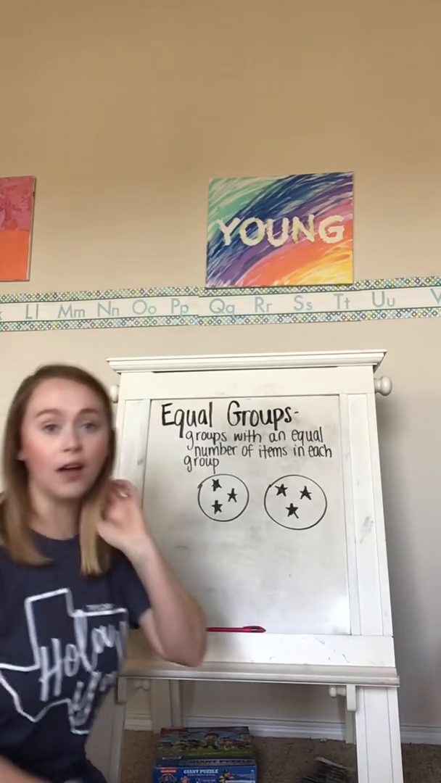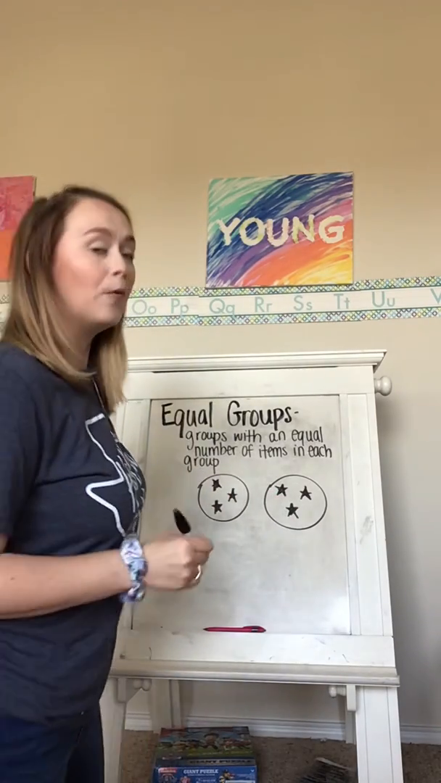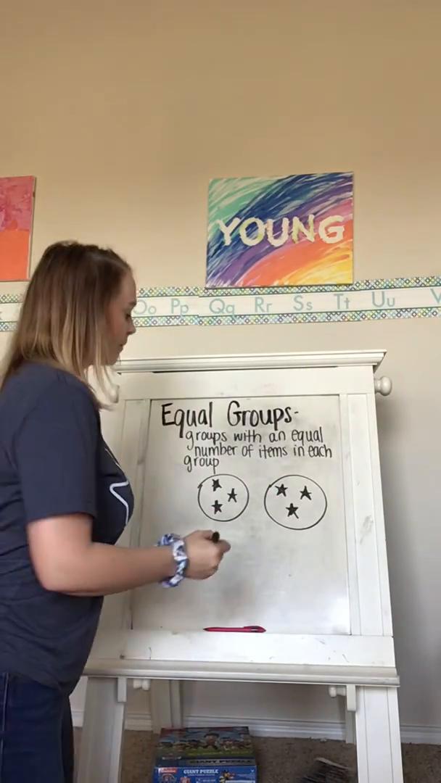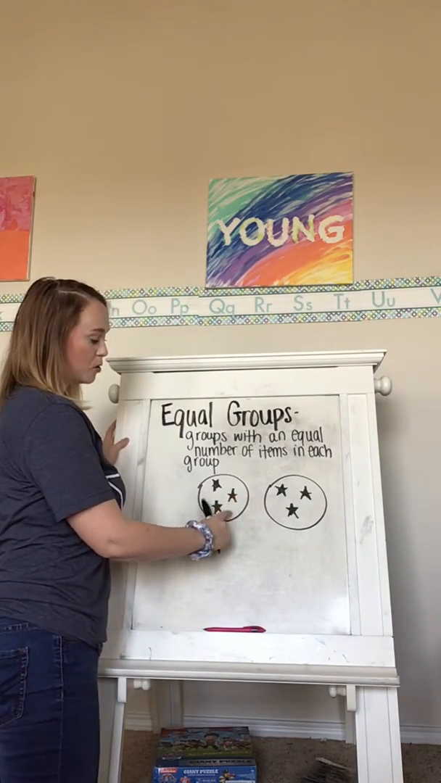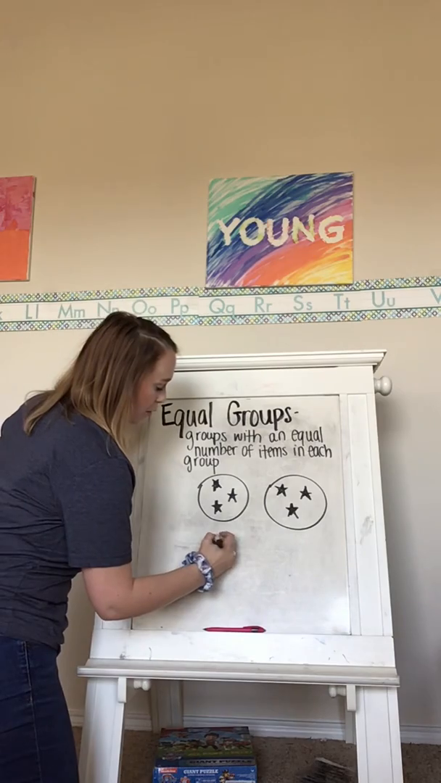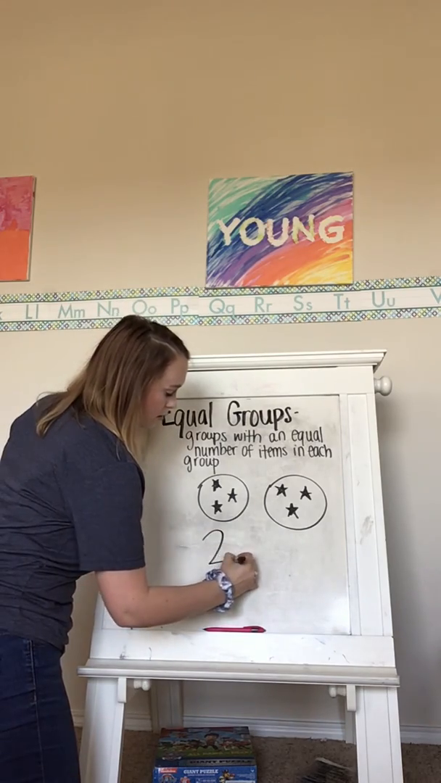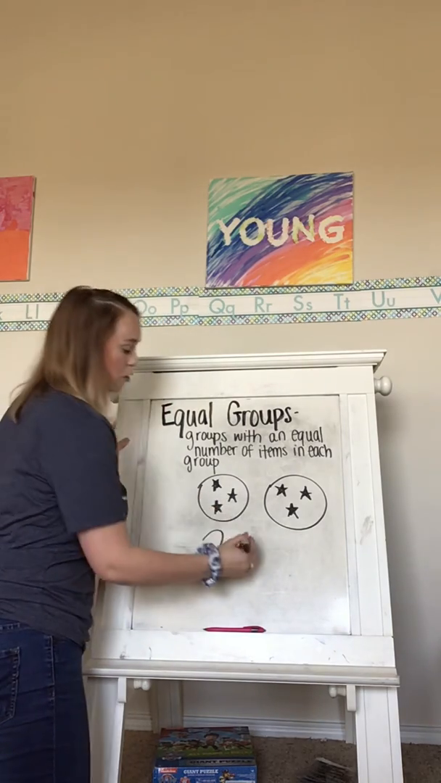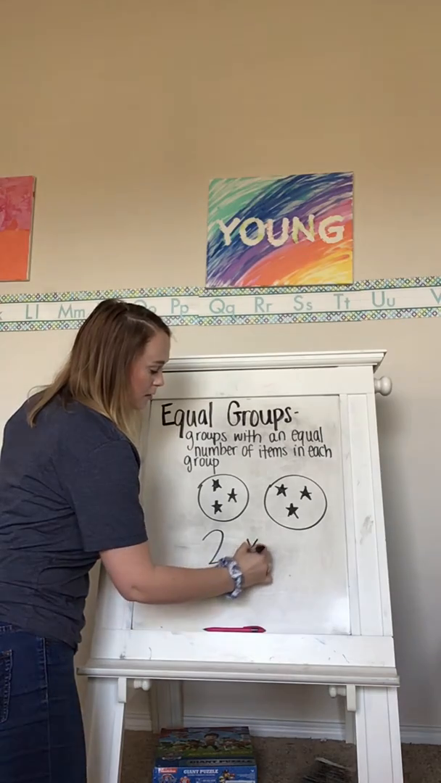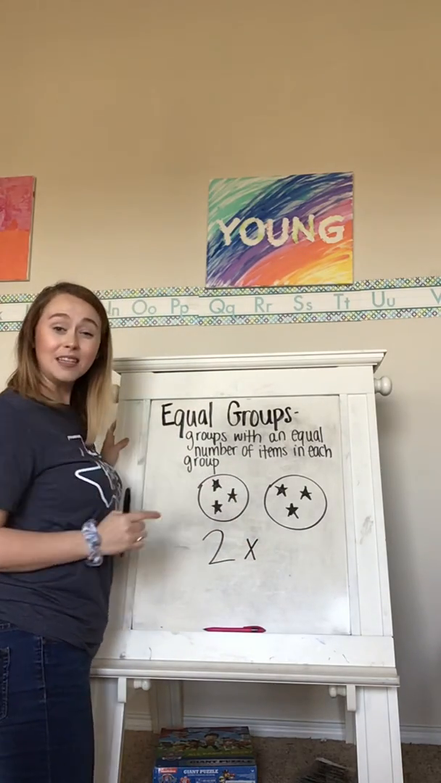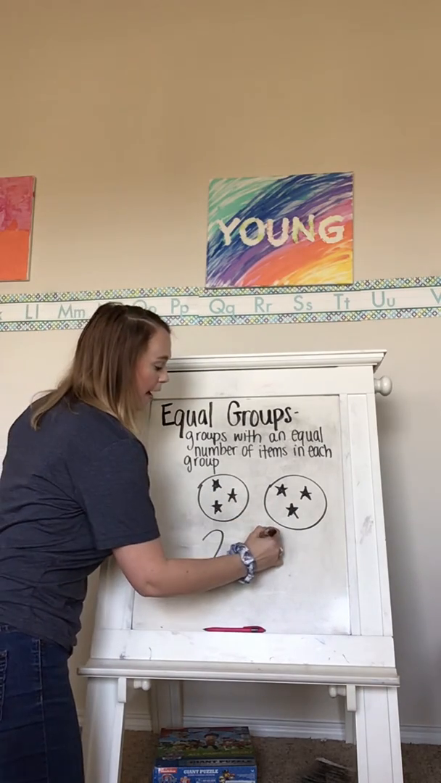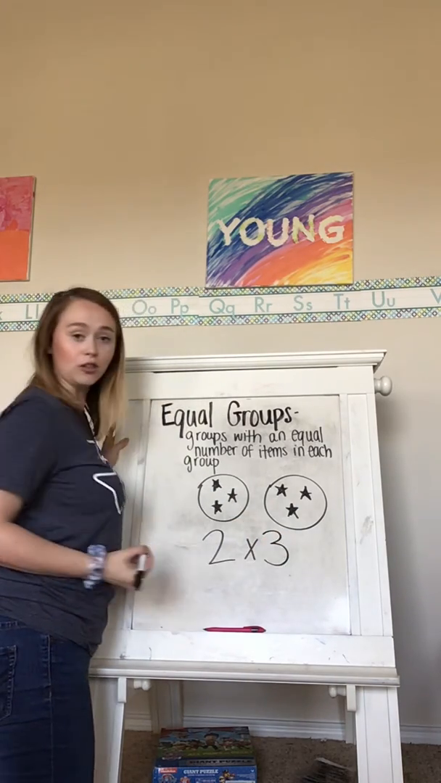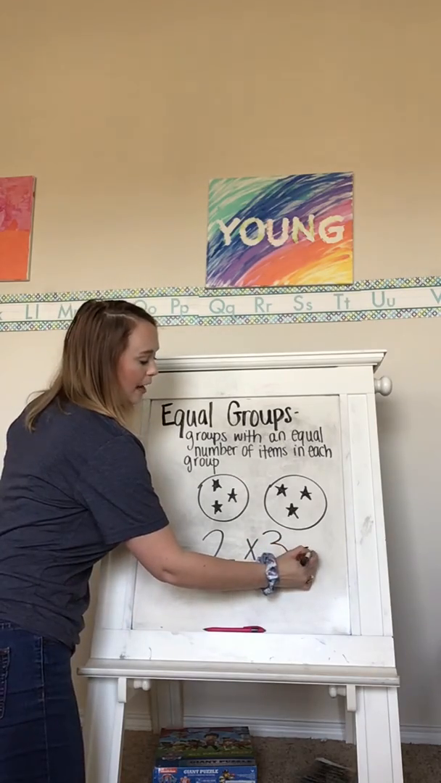Well, when we are multiplying, how we can use equal groups is we take the number of groups. So in this case, we have 2 groups, 1, 2, and we write that number down. So there's my number 2, because we have 2 groups, times the number of items in each equal group. So I have 1, 2, 3 items in each group. And then I'm going to put my equal sign.